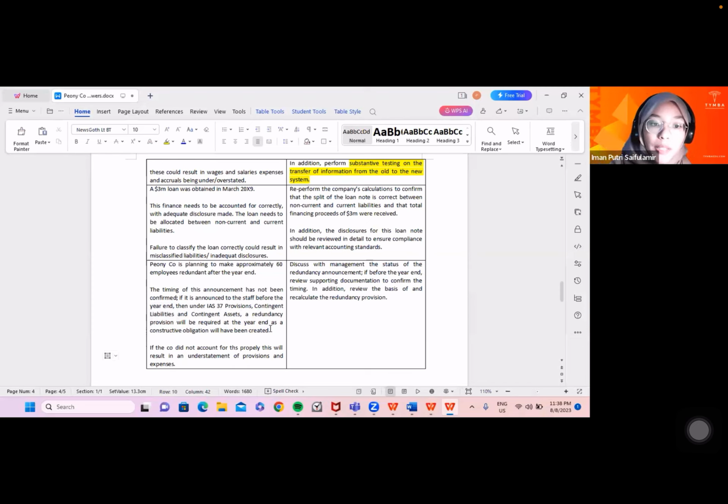If the company did not account for this properly, this will result in an understatement of provision and expenses, and an overstatement of profit. So we want to discuss the status of the redundancy announcement. If it is announced before year end, review the supporting documentation to confirm the timing of the announcement. And maybe we can review the basis of and recalculate the redundancy provision.